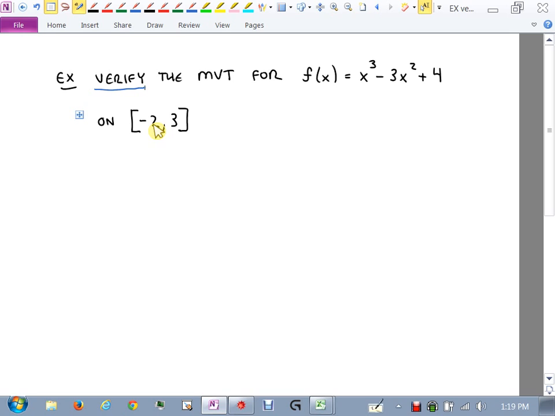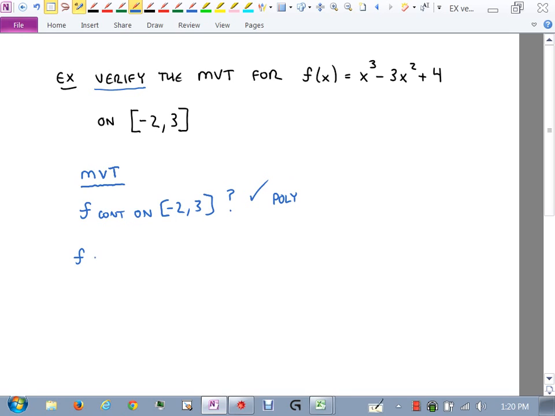I'm verifying everything's good. Well, let's start off with the conditions we need. To verify the mean value theorem, we need what? Our function to be continuous on the interval -2, 3. Is it? Yes or no? Okay, why? Because it's a polynomial. All polynomials are continuous everywhere. So it is good because it's a polynomial.